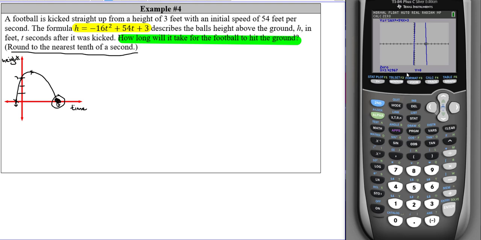So when y is equal to 0, I got 3.42967. It wants me to round to the nearest tenth of a second, so t is going to equal 3.4. 3.4 seconds. Boom, and that's it. That one is so easy when we do it with the calculator, just because remember, we cannot use this solution here.